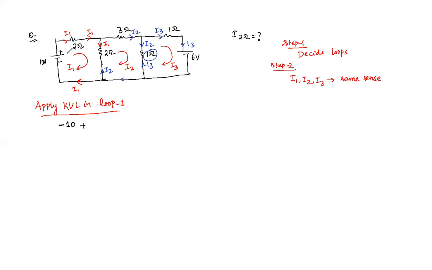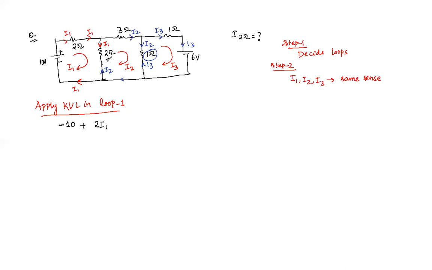So plus, I'm going to traverse loop 1. So plus 2 times I1. When I come to this resistor, that is 2 ohm, we can find that there are two currents, I1 and I2.